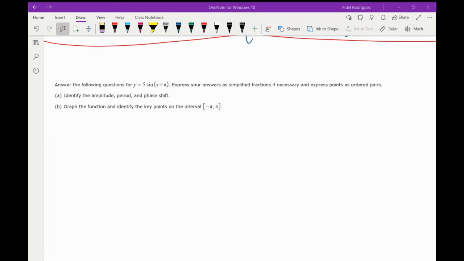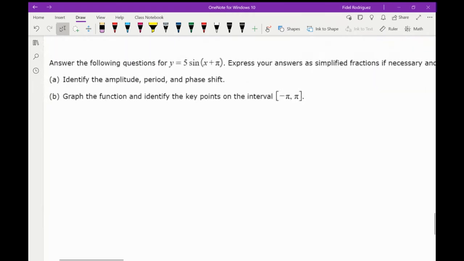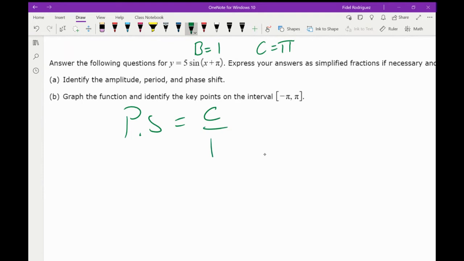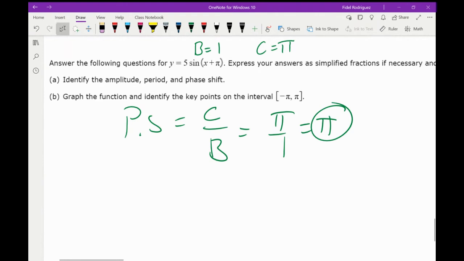So let's come back over here. Remember what we're going to do. It's going to be C over B, right? If I do a little stare and compare, do y'all agree with me that B is equal to 1 and C is equal to pi? And we said the phase shift is C over B, which is pi over 1, which is the same thing as pi, right?